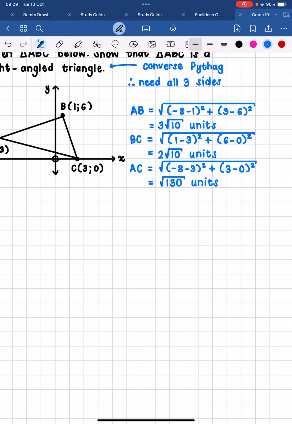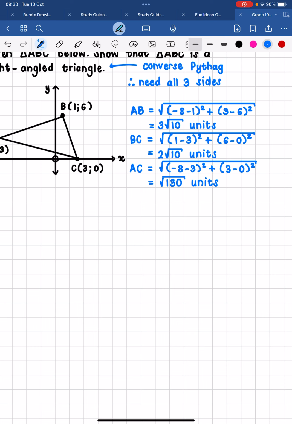Now, unfortunately, guys, if we're looking at these 2 sides, can we see which one of these 2 is the longest one? What do we think? 3 times root 10 or 2 times root 10? 3 times root 10, right? 3 multiplied by a number is always going to be more than 2 multiplied by that same number. So out of these 2, that one is definitely longer, but now we don't know what that is.